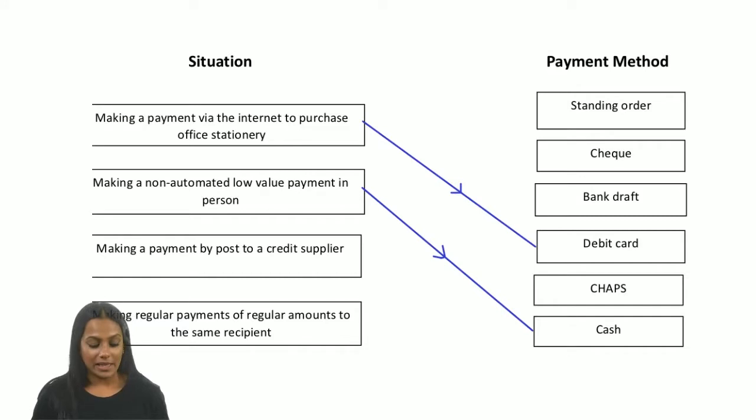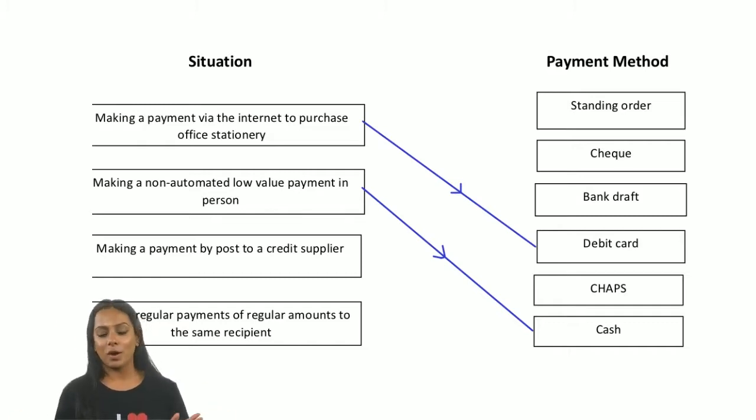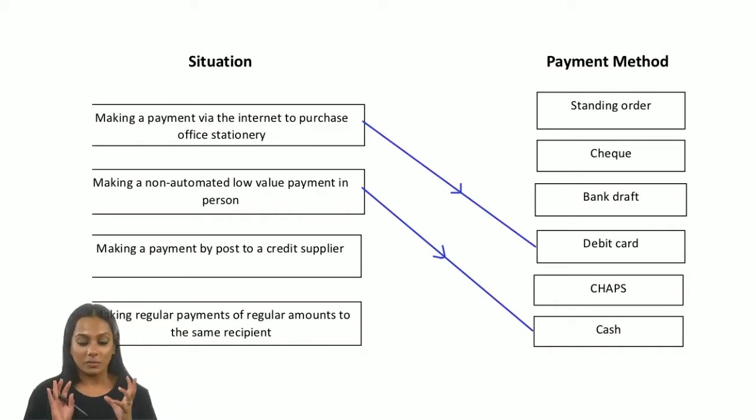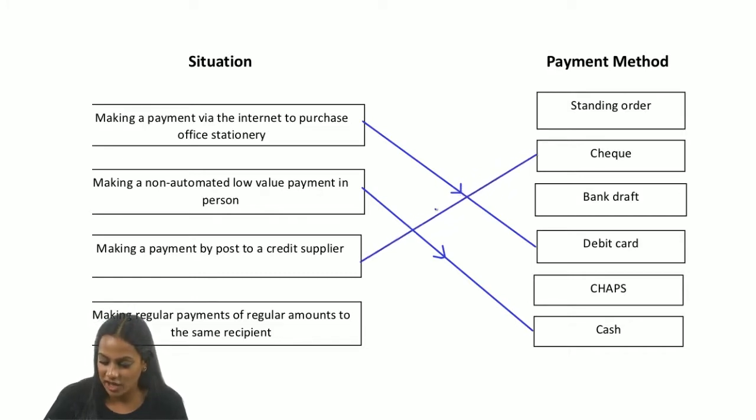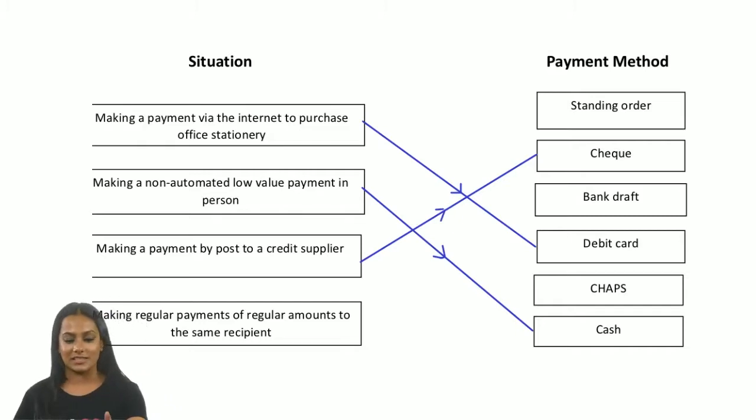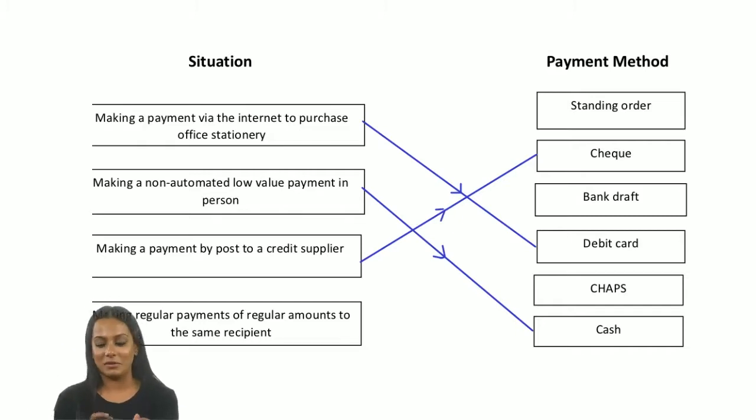And then the next one will be to make a payment by post to a credit supplier. Okay, so if you're going to be sending something via post, I don't advise you to send your debit card or send some cash via post. That would be a very bad thing to do because it can get lost and then you're going to be upset because something's missing. The best way to pay a supplier by post will be via cheque. Okay, so I can match that situation to the payment method there.